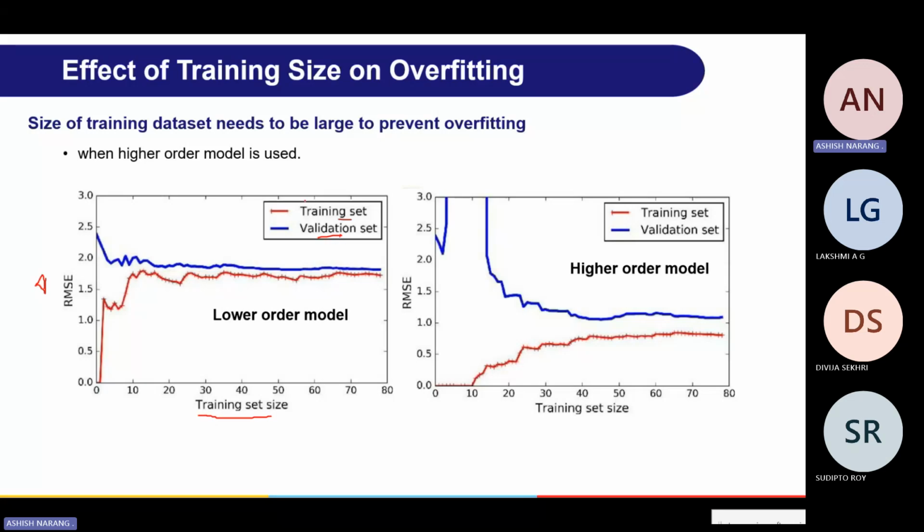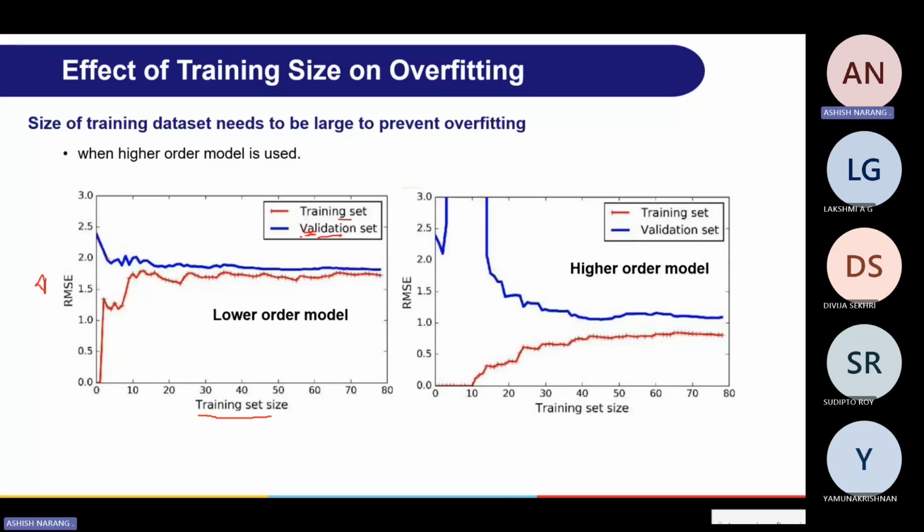This is the validation set. So you see the RMSE value for the validation set, right? When you use very few training examples, the validation set has very high error. The moment you increase it to a certain extent, the error is decreasing, and then it becomes stagnant, right? Then it becomes stagnant.